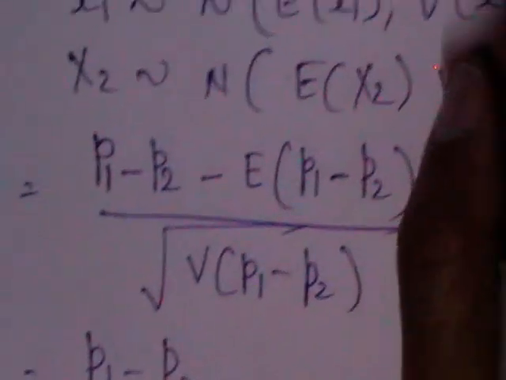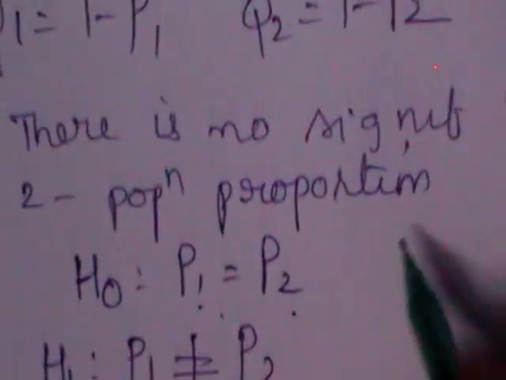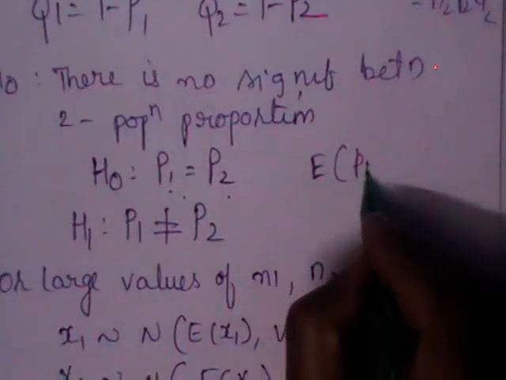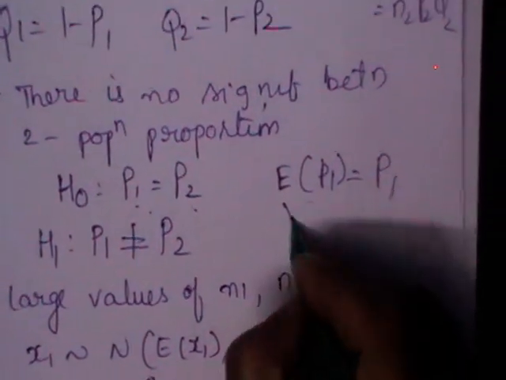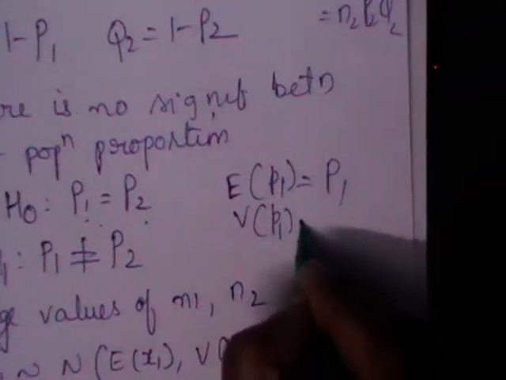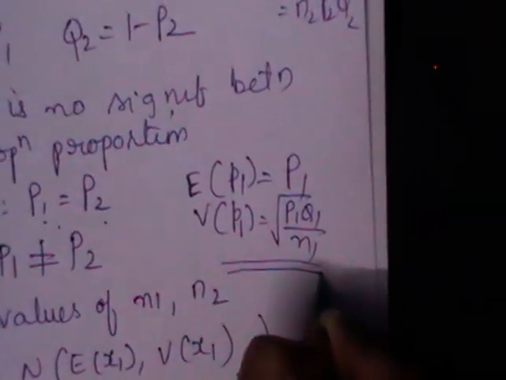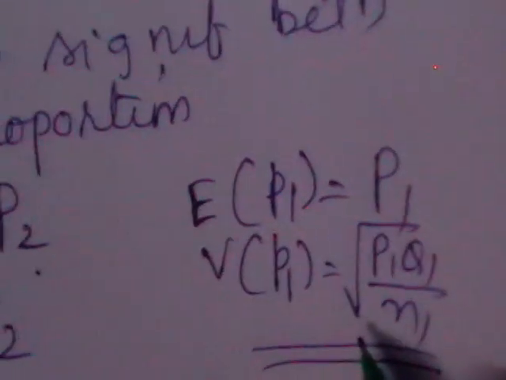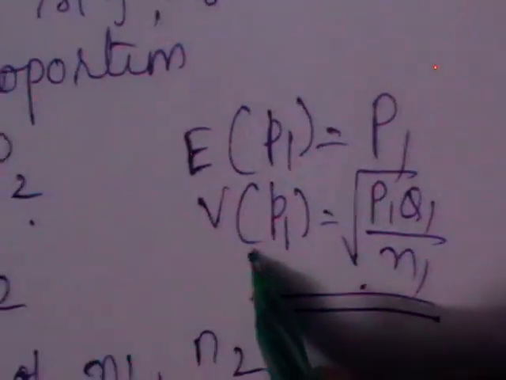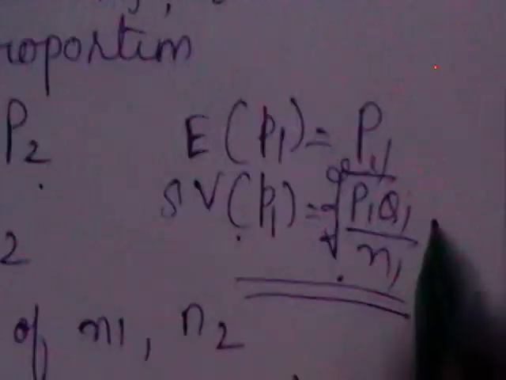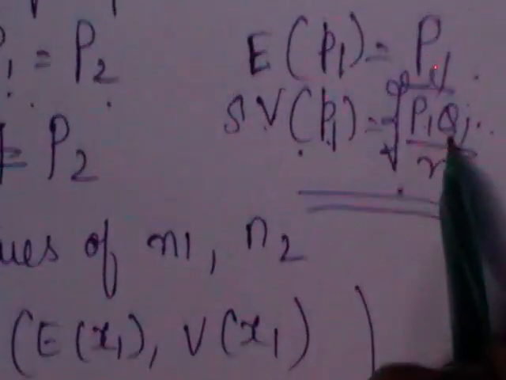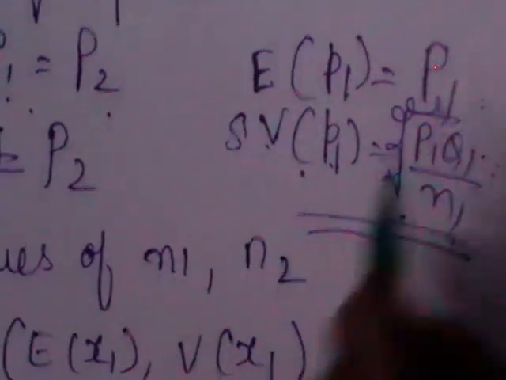How much will you get for E of P1? On simplification you will get E of P1 as capital P1, and the standard error of P1 as root over P1 Q1 by n1. What is the standard error of a proportion? Root over PQ by n. So here the standard error will be root over P1 Q1 by n1. Similarly, E of P2 will be capital P2, and V of P2 will be P2 Q2 by n2, using the standard error.